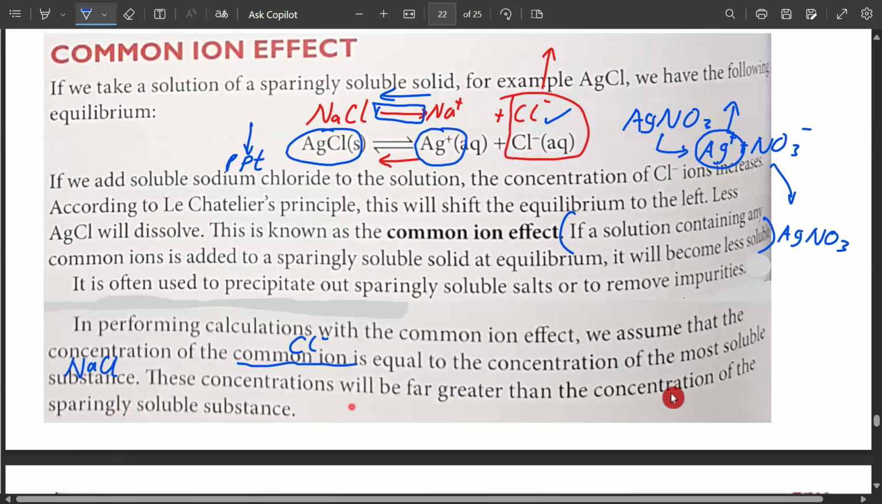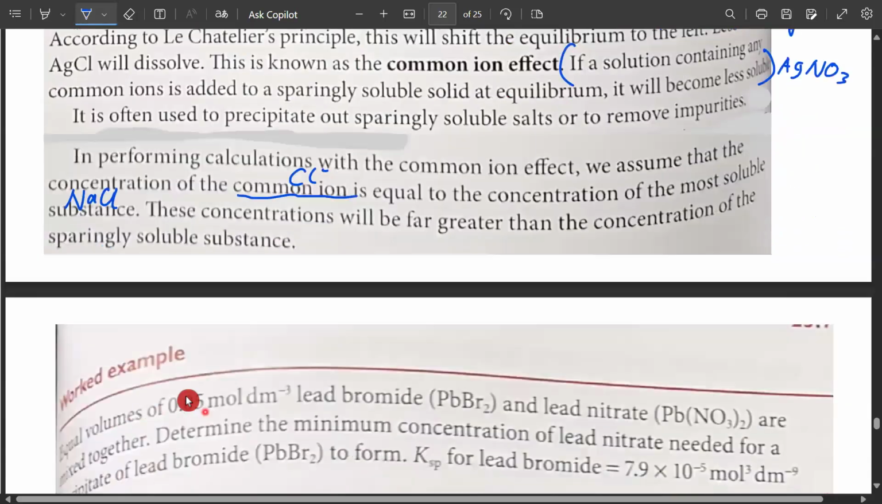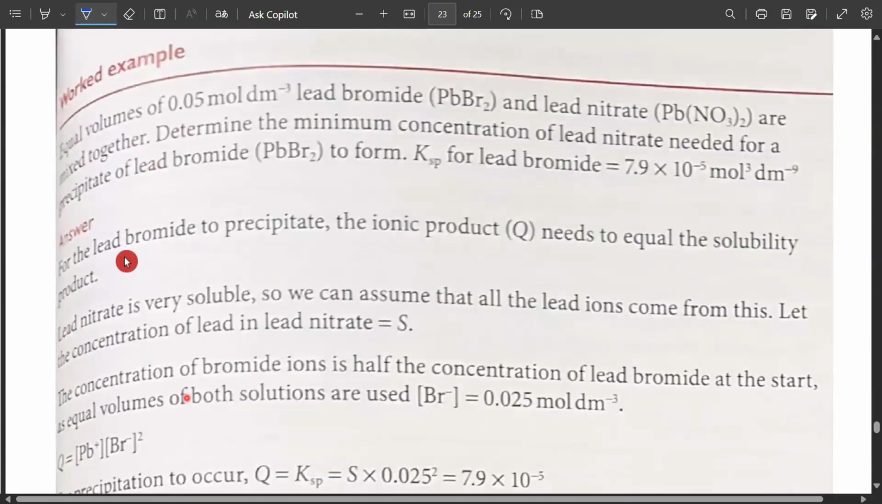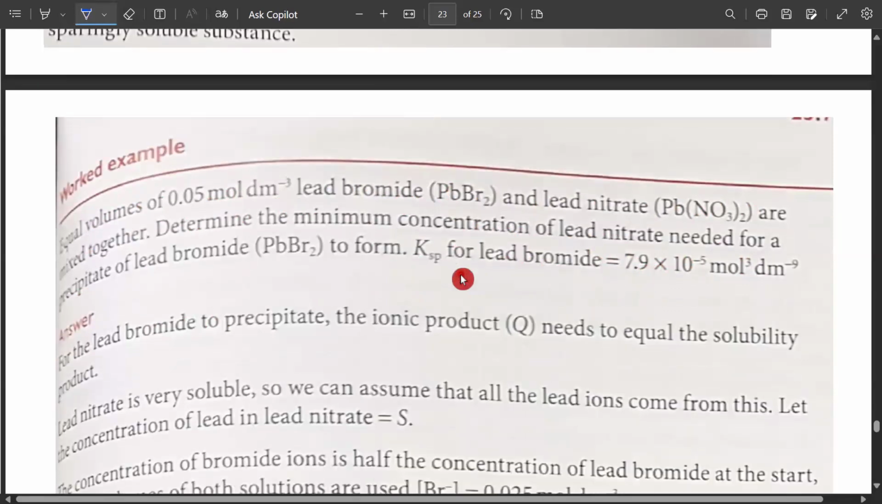This concentration will be far greater than the concentration of the sparingly soluble substance. Now, there is a question on this common ion. I will try my best to explain it in a better way. We have equal volumes of 0.05 mole per dm cube lead bromide and lead nitrate, and they are mixed together. Determine the minimum concentration of the lead nitrate needed for a precipitate of lead bromide to form. Ksp for the lead bromide is 7.9 x 10 to the minus 5 mole per dm cube.